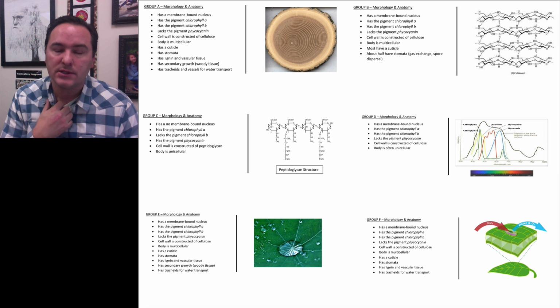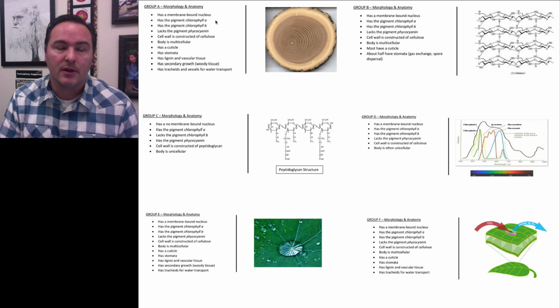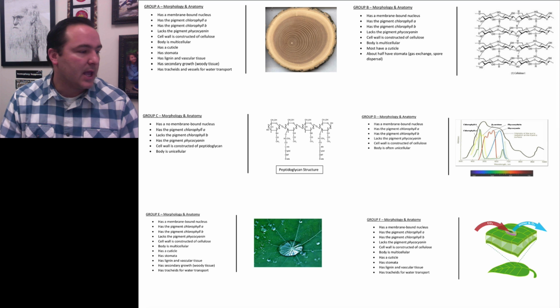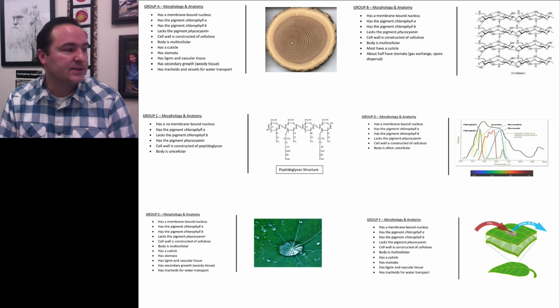And if there's any words that you don't understand, then go ahead and look those words up and try to figure those out. I'll maybe give you some hints on some of them. For example, a lot of these have chlorophyll. Well, chlorophyll is a molecule that is used in photosynthesis.